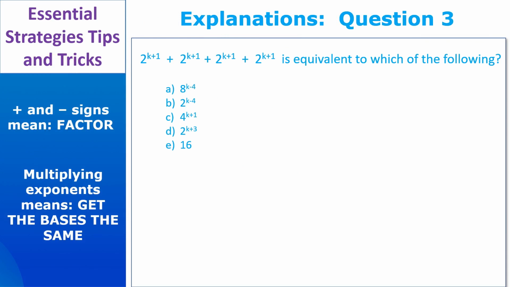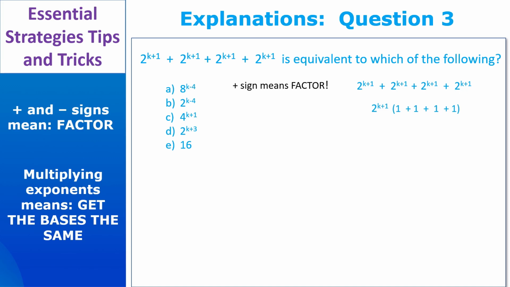Okay, this totally messed up, confusing, and intimidating statement is equal to which answer choice? Okay, don't panic. We know for sure that plus signs mean factor. So the test is just screaming at us to factor that statement. So we will. We have 2 to the k plus 1 by every single plus sign, so we'll factor that out. And then we'll put what's left over inside the parentheses.